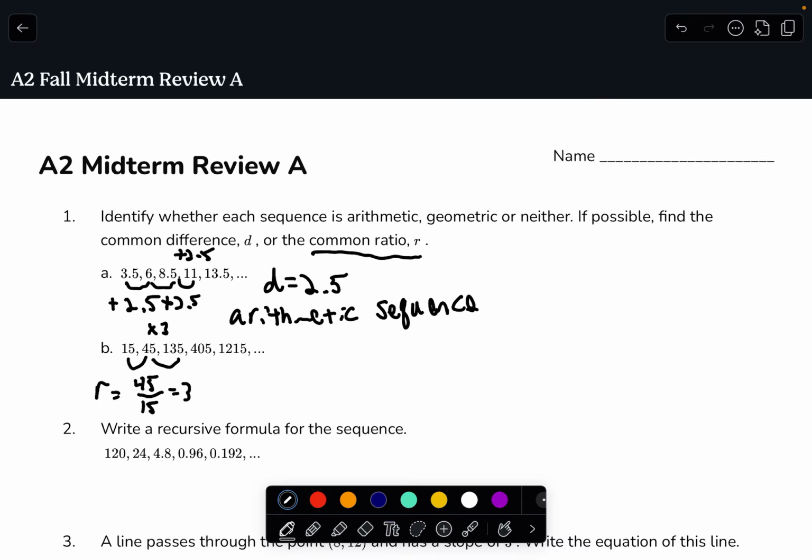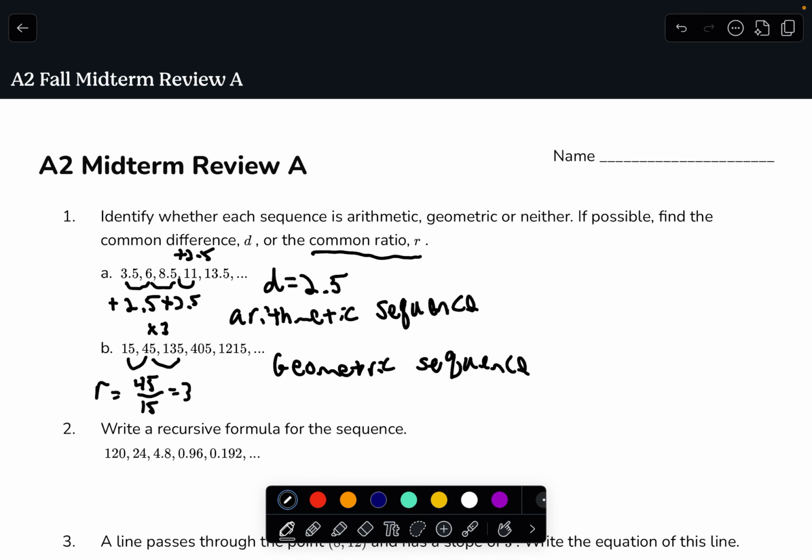So this is a geometric sequence, and the common ratio is 3.